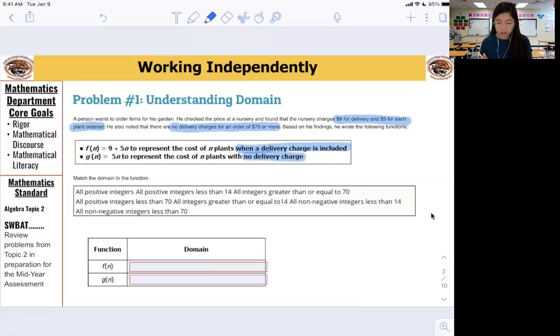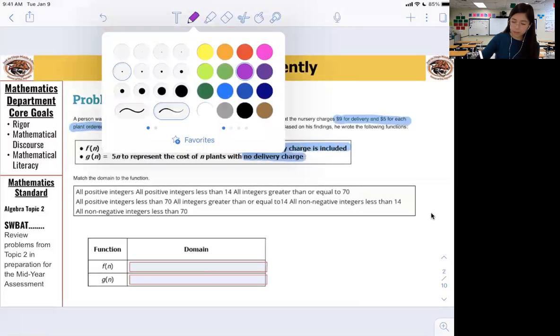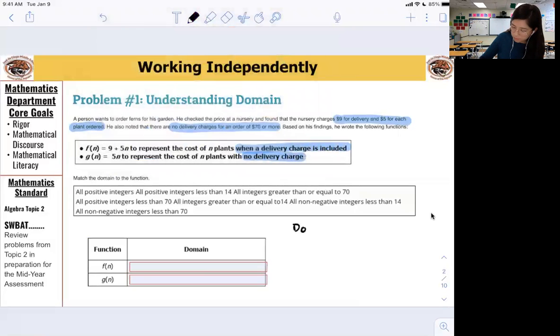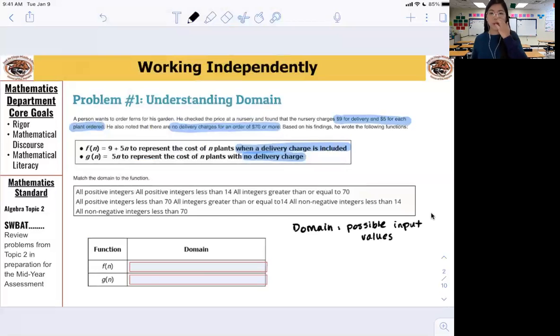Then we need to match the domain of each of those 2 functions. So let's think about domain. First of all, domain, let me write this down. Domain represents all the possible input values. All of the possible inputs, so all the way from the least to the greatest.